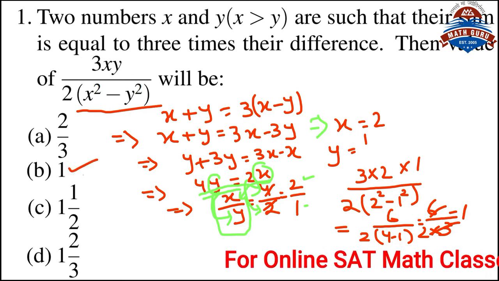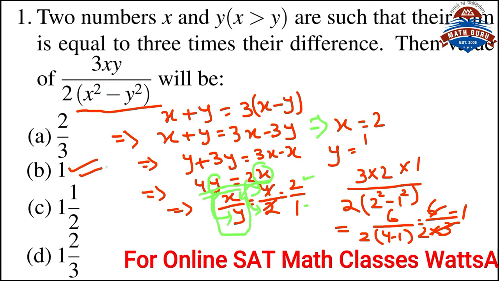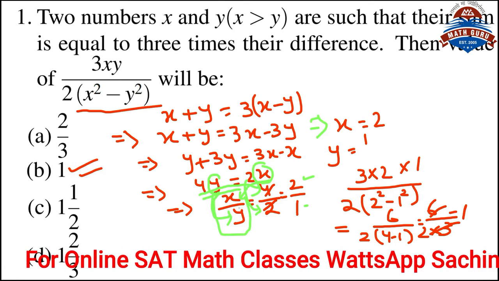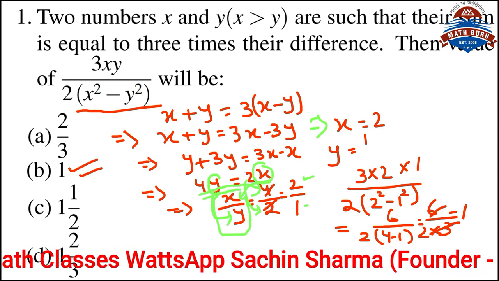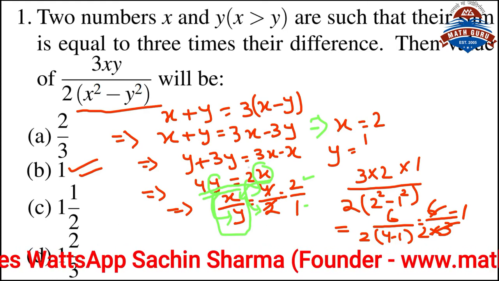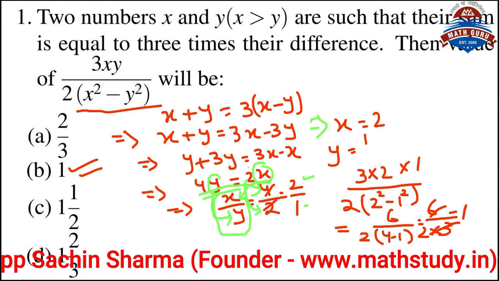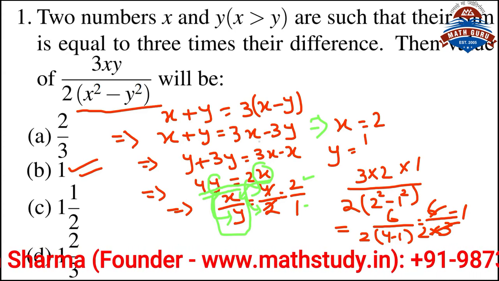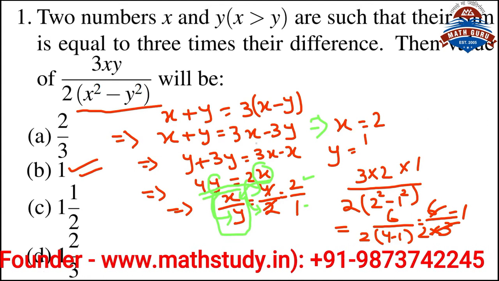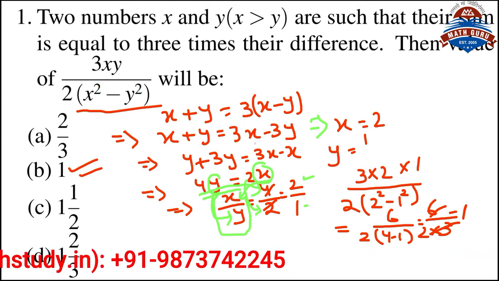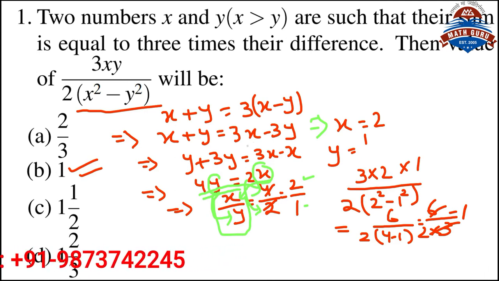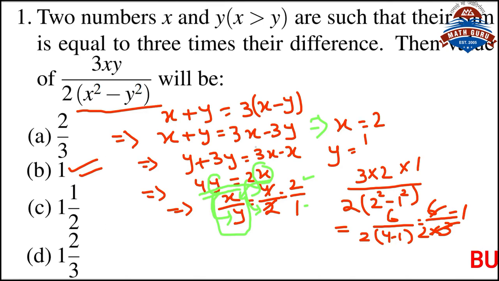So option number B is correct here. So we have our answer, which is option number B. Just using this condition, x plus y is equal to thrice of x minus y, and simplifying that, we get the ratio of x and y. By putting the values of x and y in the given expression, we got our answer. So that's our first question. Now let's move forward and discuss our second question.